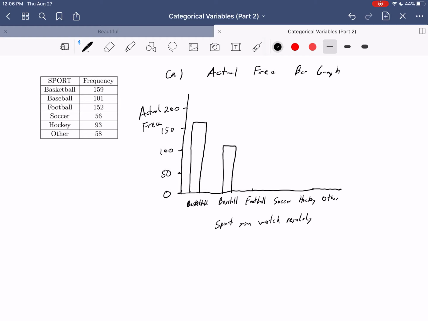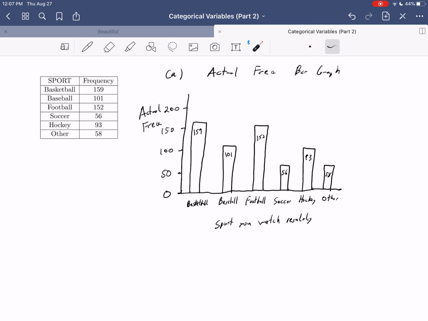For football, it was 152, which should be right about there. For soccer, it was 56, so maybe right about there. Hockey, 93. And for other, it was 58. There we go. All right. Again, if you want to, you can put those frequencies inside: 159, 101, 152, 56, 93, and 58. So there's our actual frequency bar graph based on the amount of people that landed in each category. Okay, well, let's see if we can do a little bit more with this.